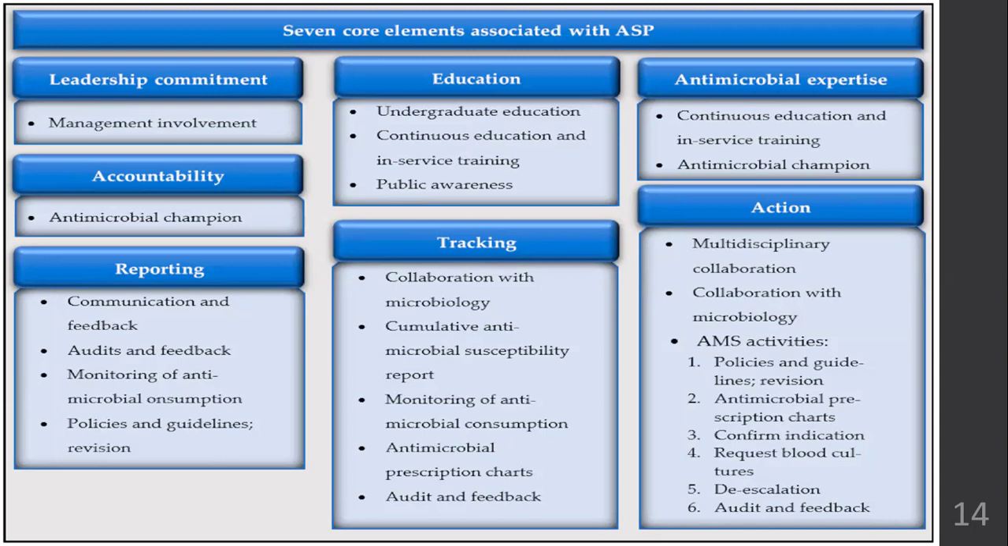The most common activities as a part of action that we take up here are policies and guidelines, which have to be revised on an annual basis. Somebody should be responsible for keeping track of what is going on worldwide. What are the international organizations saying right now about antibiotic stewardship? What new challenges are we facing? How can we tackle those new challenges with new guidelines? So that becomes one action that the committee has to do.